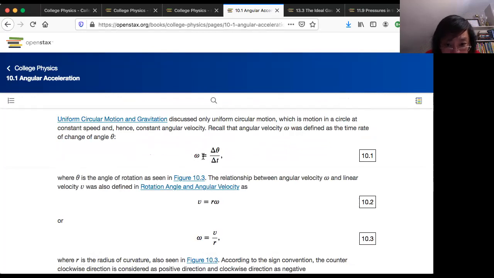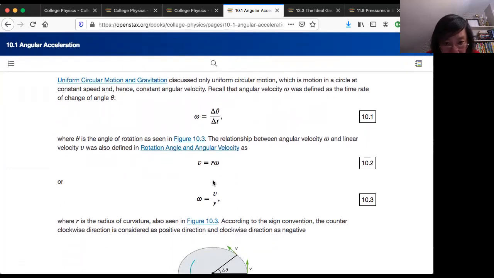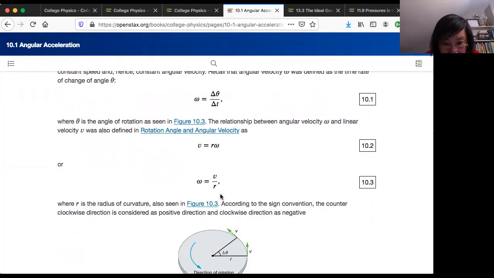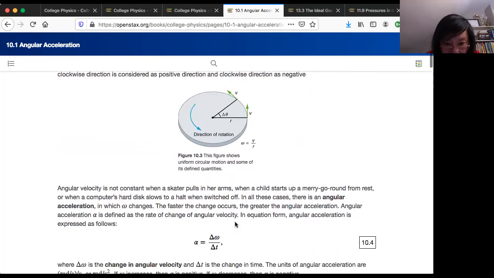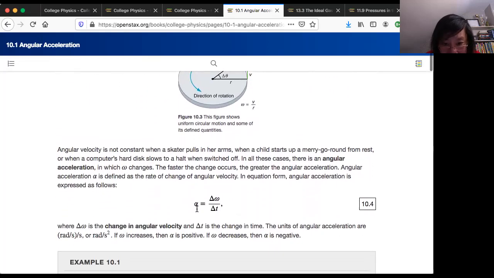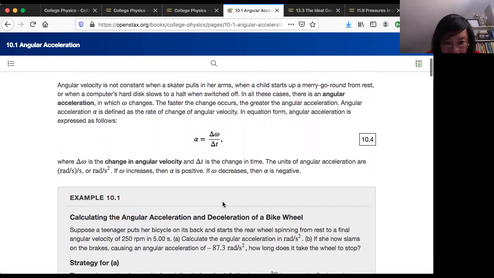But see, here is what omega is, right? It's delta theta over delta t, or the change in the angular position, theta, which is something that we've seen before. And then delta t, which is the amount of time. And then if you want to relate angular velocity to linear velocity, it has to do with the radius of rotation, just as we talked about. Omega equals v over r, right? If you're going around in a circle, that's how that works. But then the acceleration, right? Angular acceleration, alpha, which we just talked about, is delta omega over delta t.